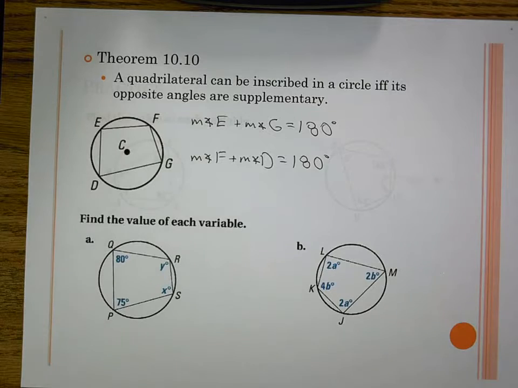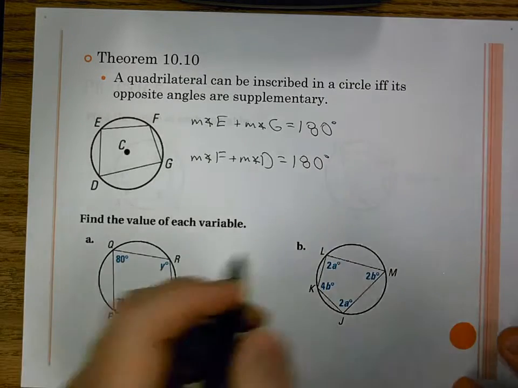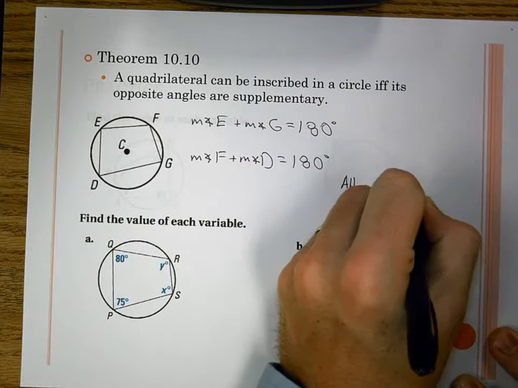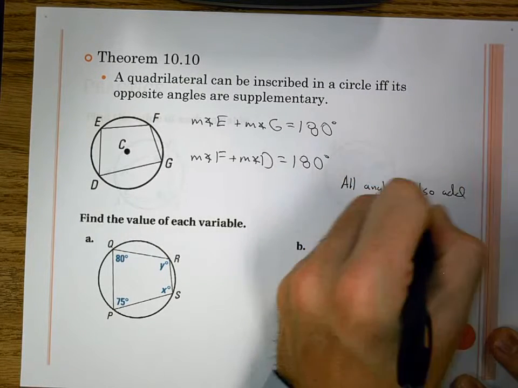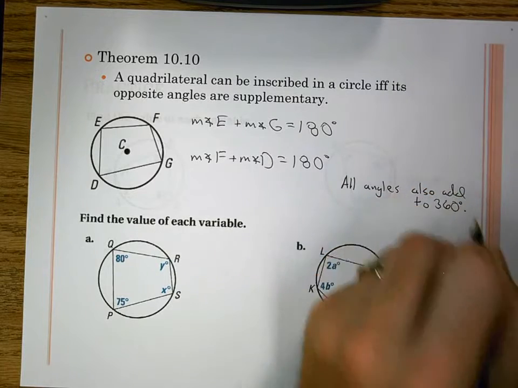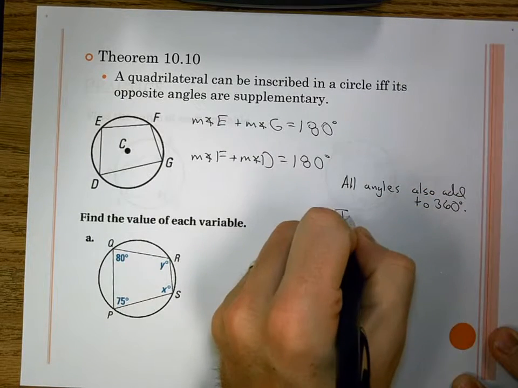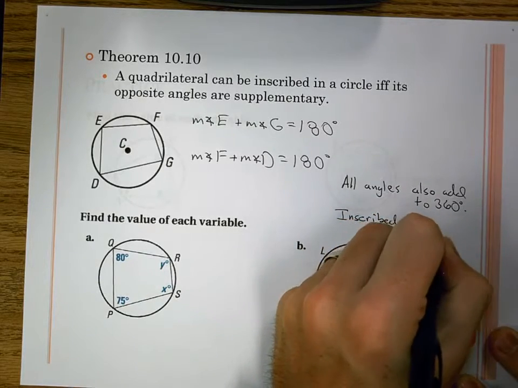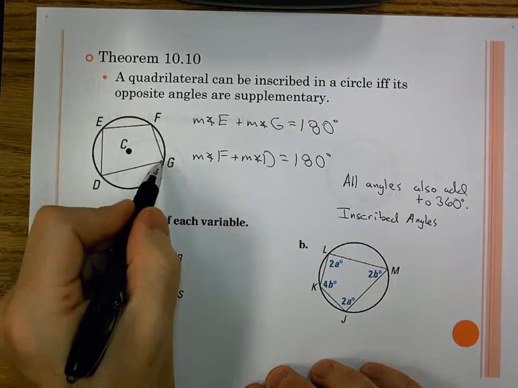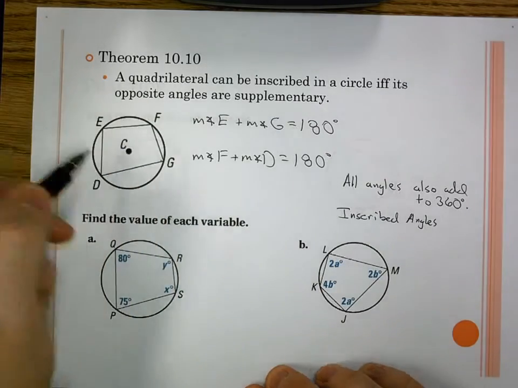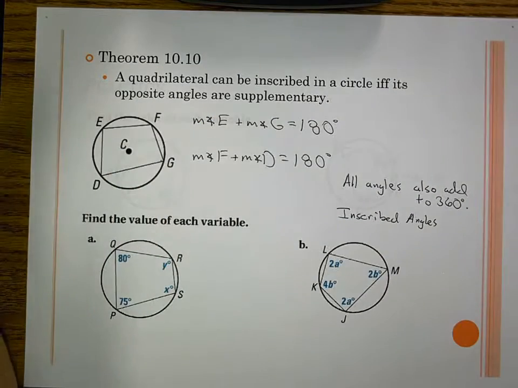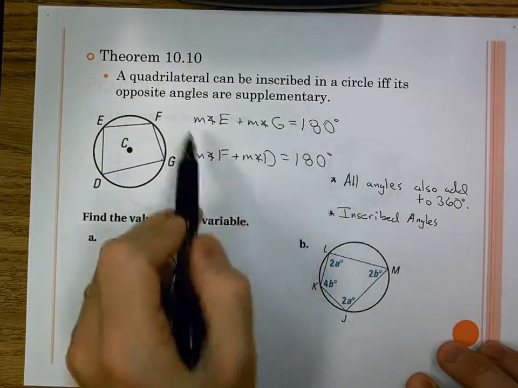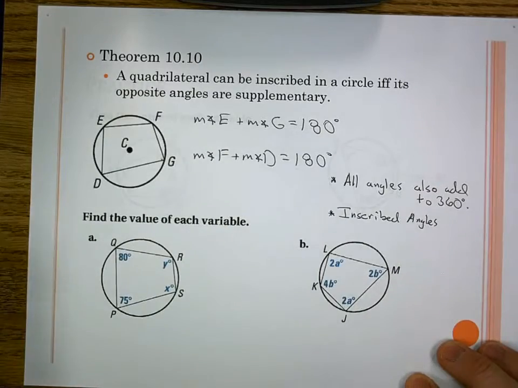Now, maybe it helps us here, things to be aware of. All angles also add to 360 because it is a quadrilateral. And another thing to be aware of is they're all inscribed angles. And maybe we could use that to find an arc. So if I had angle G here, I know that matches up to arc FD. Maybe on a more difficult problem, that's something that occurs. So those are just things to be aware of, but the main focus here is the opposite angles are supplementary. So let's use that.